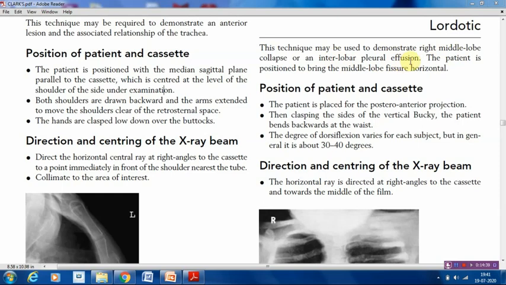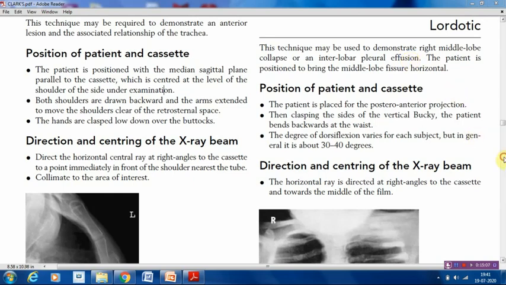Sometimes if there is a pleural effusion in the middle lobe, we are not able to make it out in the chest X-ray PA view. For that purpose, this lordotic view is taken, where the middle lobe fissure will be horizontal to the cassette, so that any effusion can easily be made out. That's the reason the lordotic view is taken.